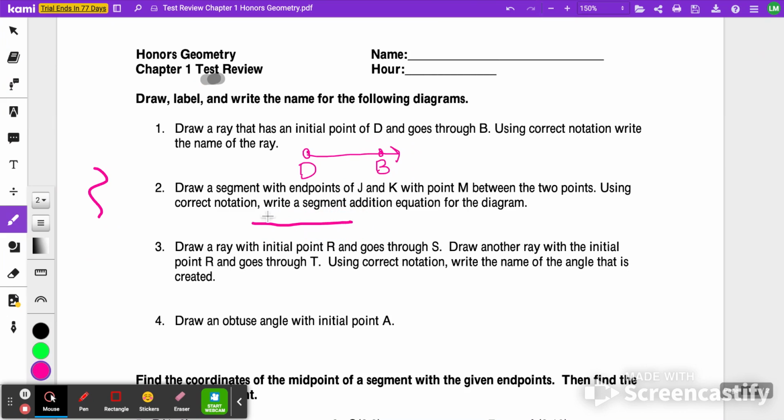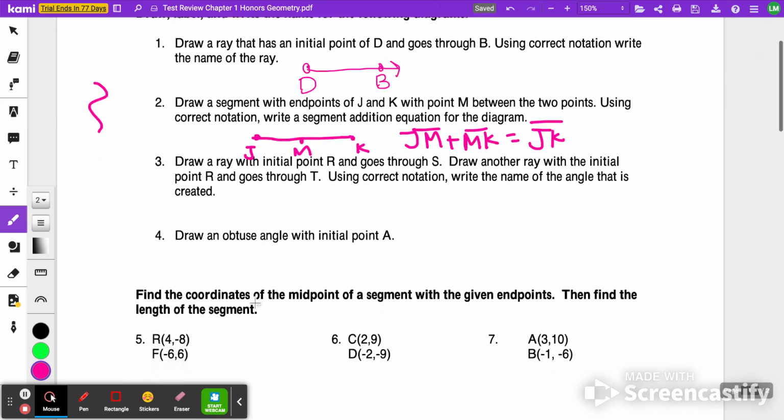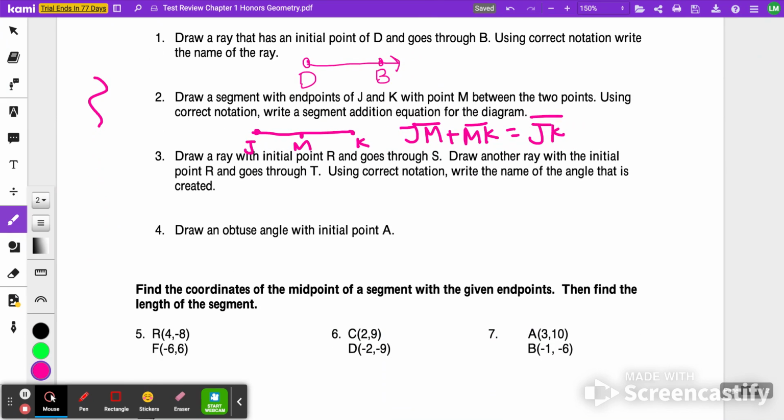So we have a segment J K, and then point M should be between them. So what you would need to do to write that equation, JM plus MK, and you can have the segment lines on top, is equal to JK. Number 3, draw a ray with an initial point R and goes through S.